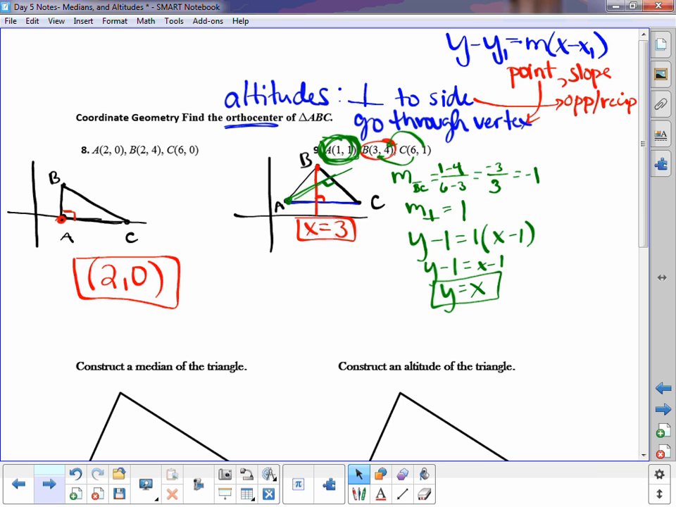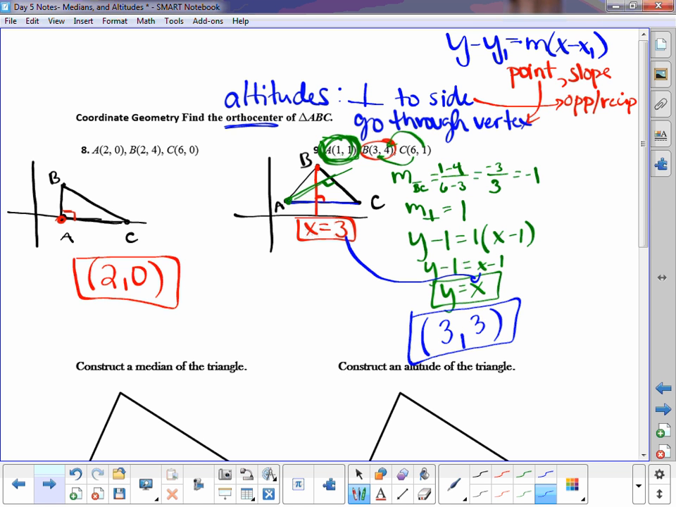So it's 3, 3. So our point is 3, 3. Good. So we've got our equation x equals 3. The equation y equals x. So when I go to substitute this in, y is just 3. So x is 3, y is 3. And that's our work.